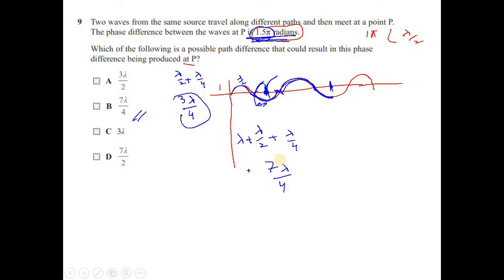This is the way that I think it's easy to visualize, but there is another method of looking at the phase difference, but in my opinion it is the easiest one. So that's how we understand.